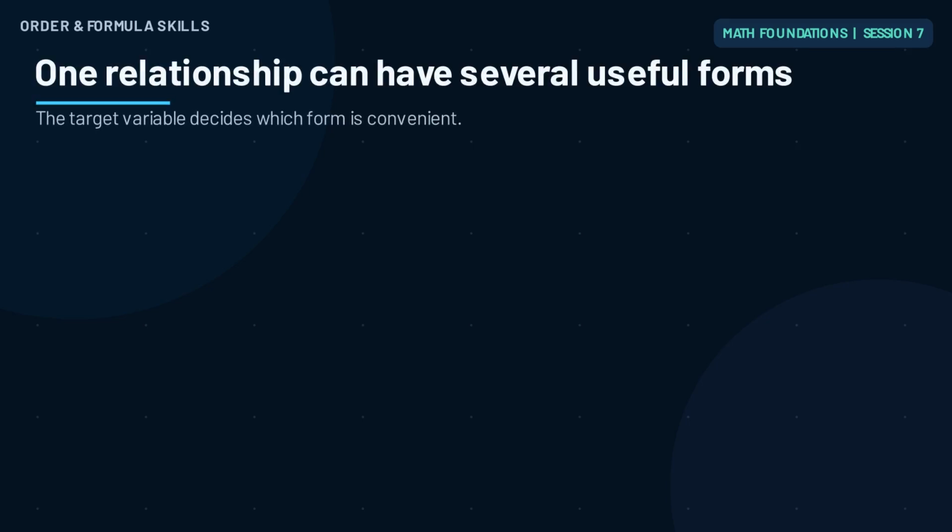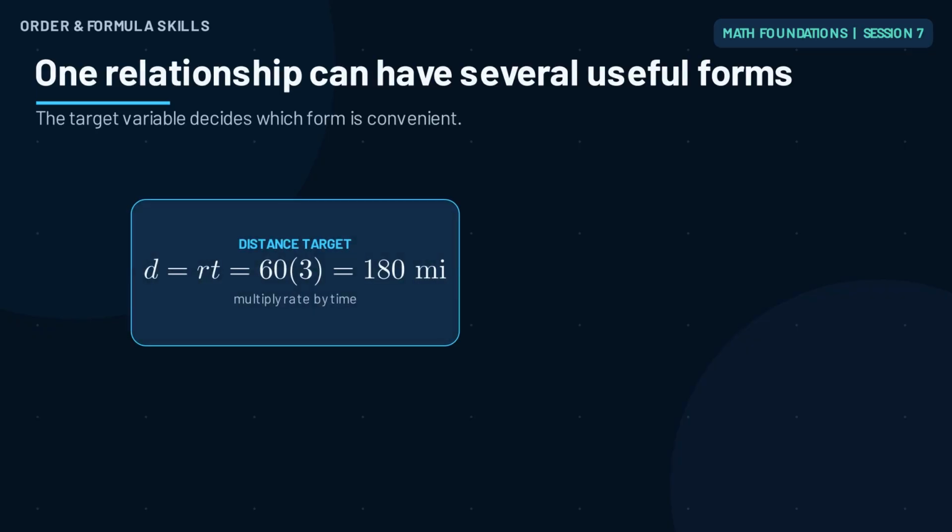Rearranging a formula does not change the relationship. It changes which variable stands alone. Distance equals rate times time is convenient when distance is the target. For 60 miles per hour over 3 hours, the formula gives 180 miles.